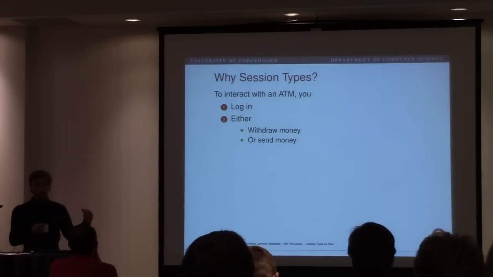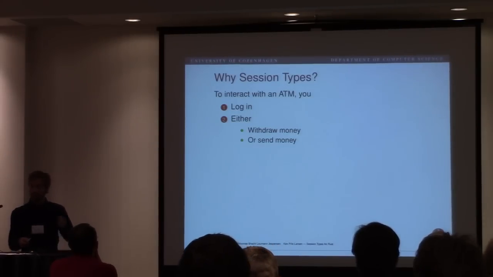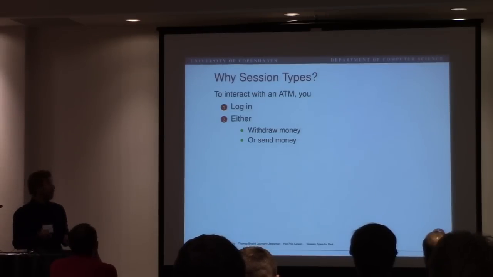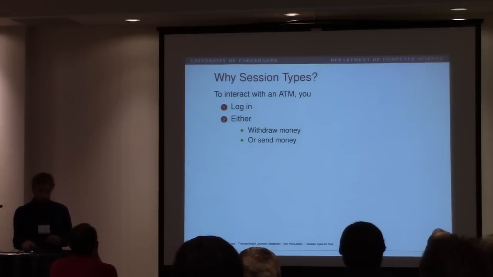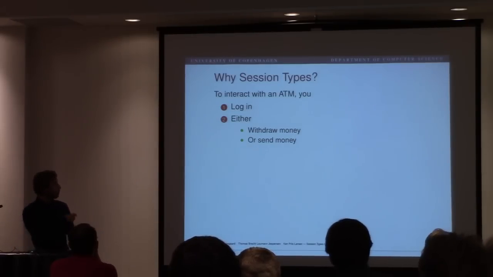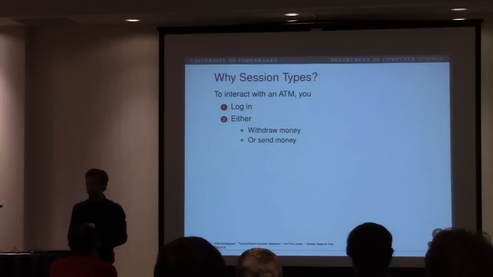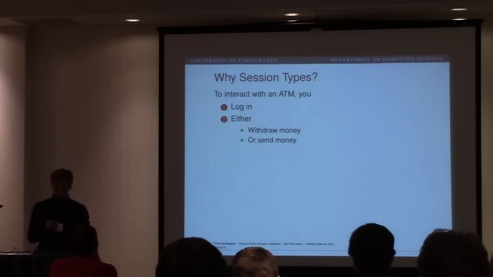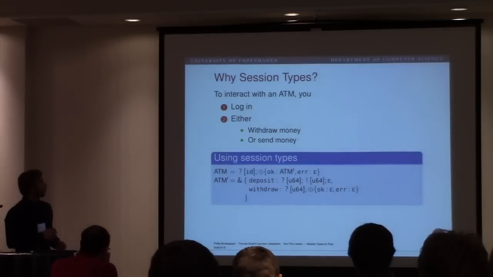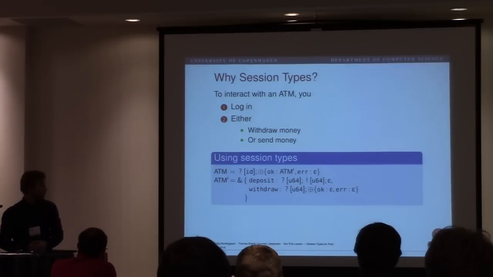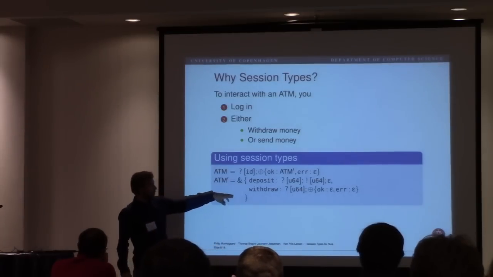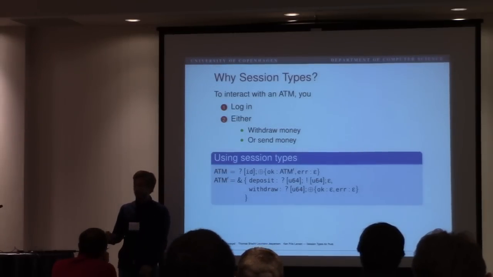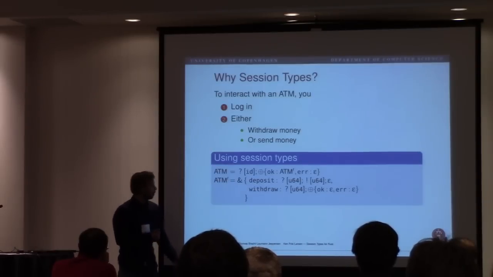This example is an ATM. Imagine that you're going to the ATM. There are a number of different things you can do with an ATM, but the two primary ones are that you want to withdraw money and you want to deposit money. In order to do that, you might have to log in first with your card or some kind of credentials. This can be expressed using session types. This is the session type DSL as originally described in a paper from '94 or so.